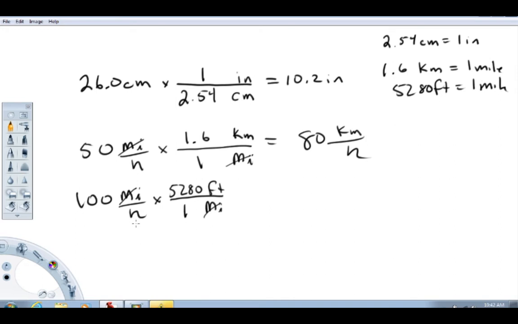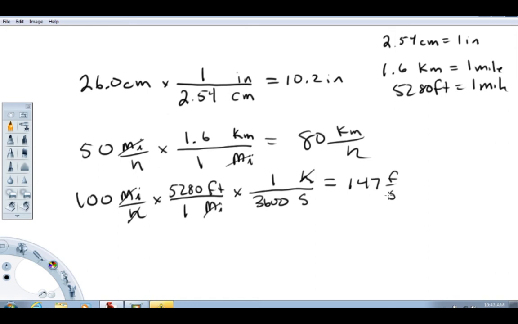Now, I don't want feet per hour. I'm trying to get this into feet per second. So what I'm going to do is multiply this by another conversion factor. I want to get rid of hours and leave me with seconds. So this conversion factor will have hours up top, seconds in the bottom, and there's 3,600 seconds in 1 hour. So when we multiply this all out, dimensionally, the miles cancel, the hours cancel, and we're left with feet over seconds. If I take my calculator and multiply this out, what I get is about 147, and unit-wise, we're left with feet over seconds.